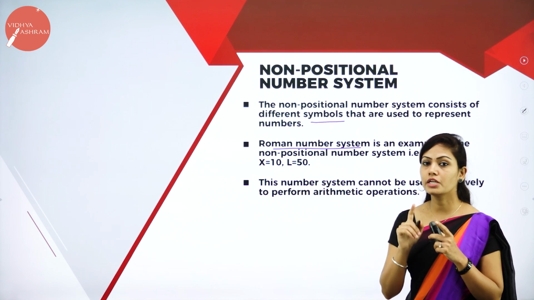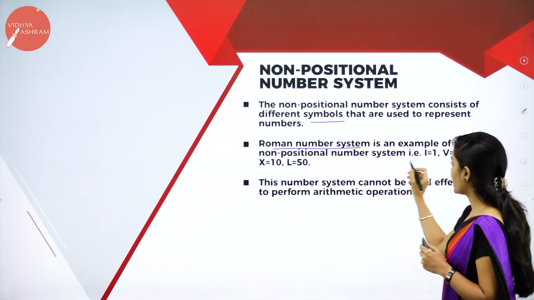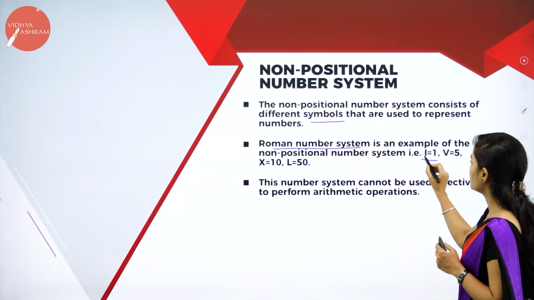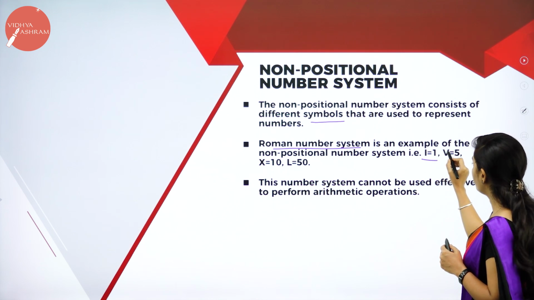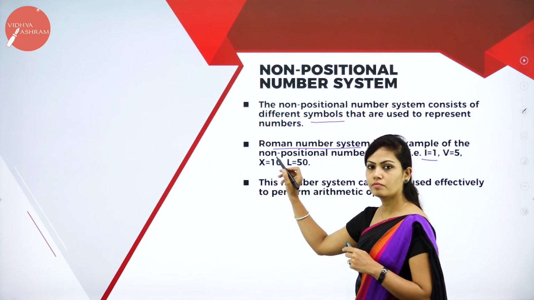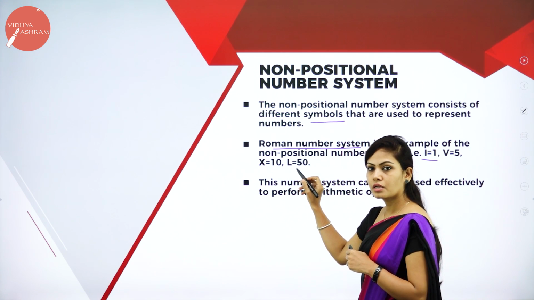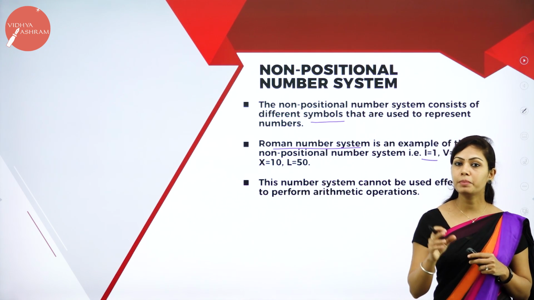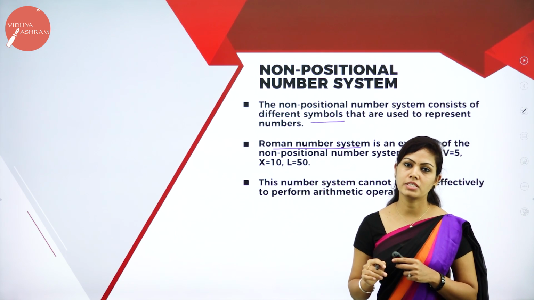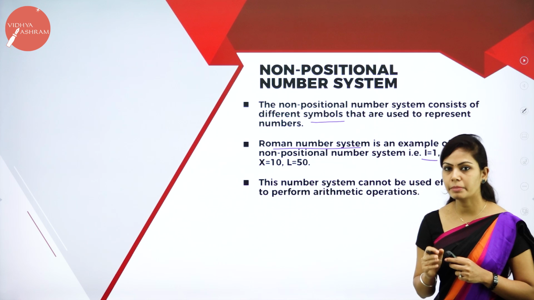Hope you know about the Roman number system, right? So what is Roman number system? Examples, I is the Roman number of 1 and V is the Roman number of 5 and X is the Roman number for 10 and L is the Roman number for 50. So it is very difficult to implement the arithmetic operations. So Roman number system is very difficult to perform all the arithmetic operations.